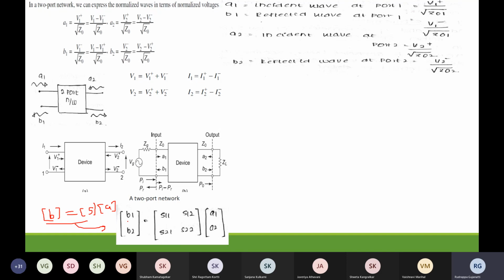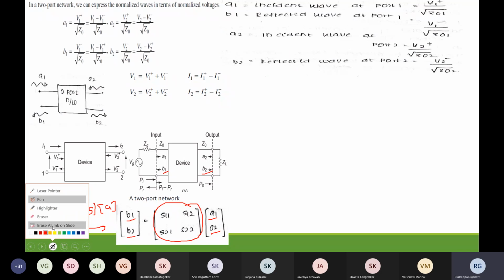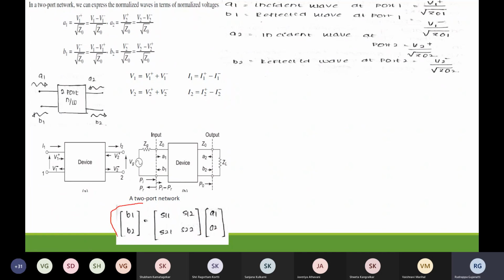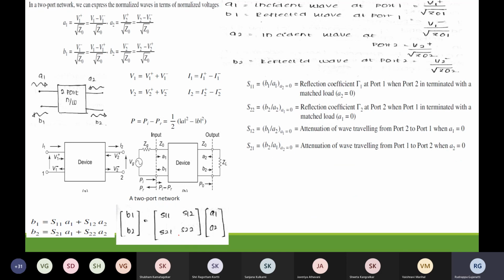And since we are considering just a two-port network over here, we have only two parameters, B1 and B2. That is, one reflected parameter at port 1 and another at port 2. Similarly, incident and reflected waves are available at port 1 and port 2. Because of this, we will have four scattering parameters which make up the S matrix. So this is how the S matrix representation is done for a two-port network. That is what we have represented over here.